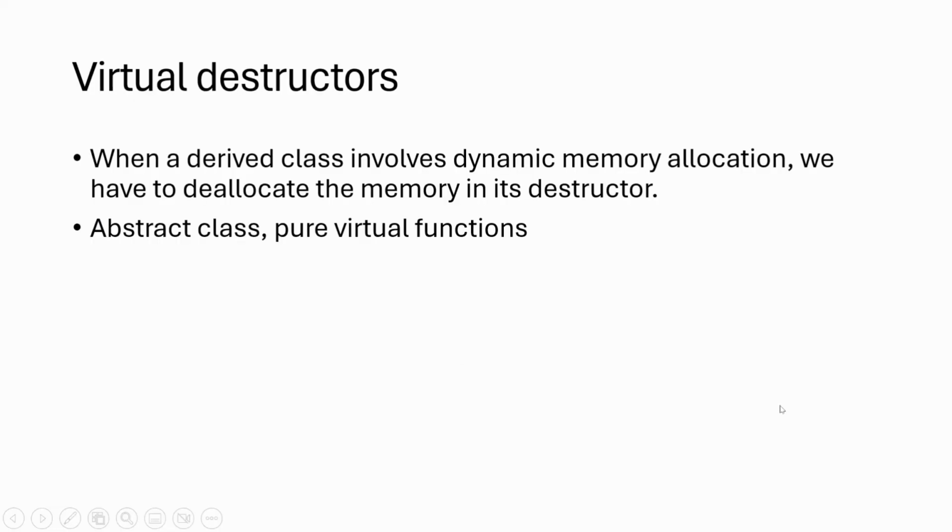Next up is virtual destructor. What is a virtual destructor? The destructor has the same name. We talked about it, I think, in the past. It's got a tilde to it. And now we know the derived class destructor gets called first and then the base class. What's a virtual destructor? When a derived class involves dynamic memory allocation, we have to deallocate the memory in the destructor. I'll show you. We'll talk about some examples. And then the next thing we're going to talk about is the abstract class and pure virtual functions.